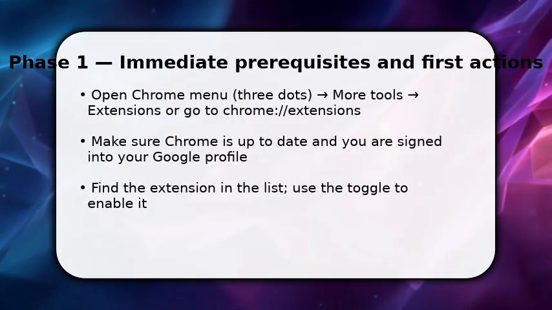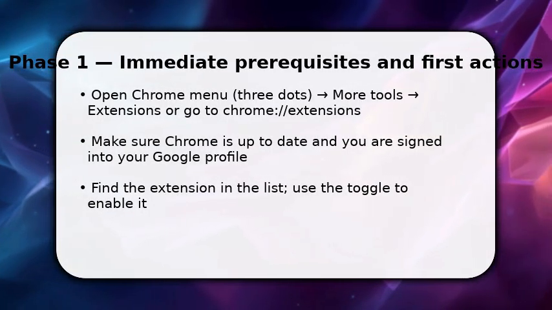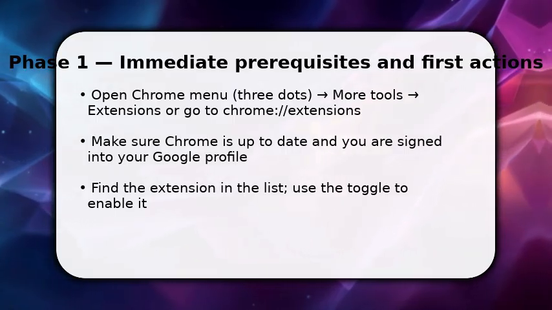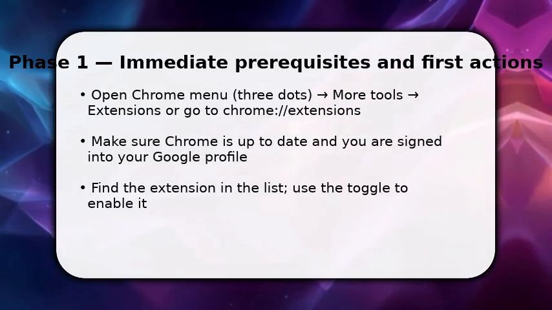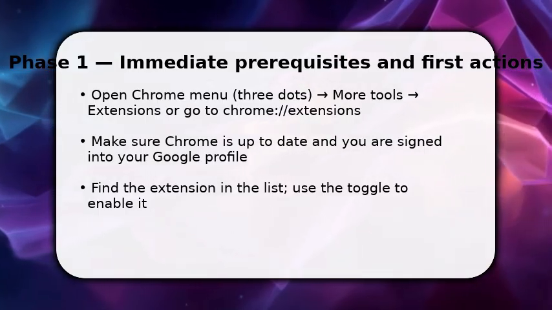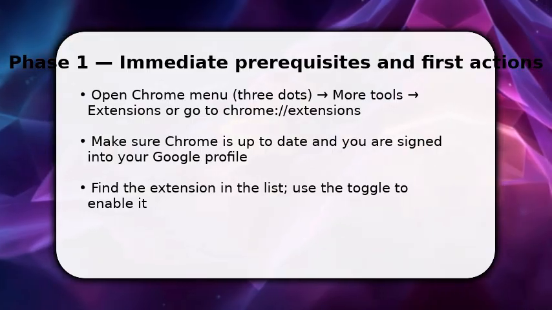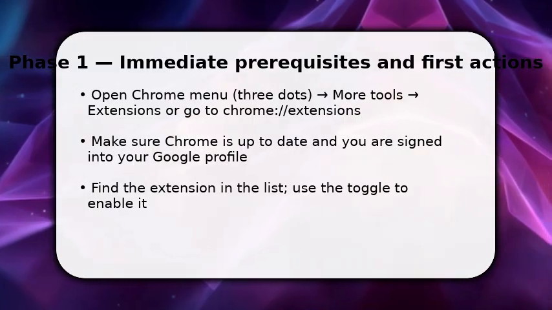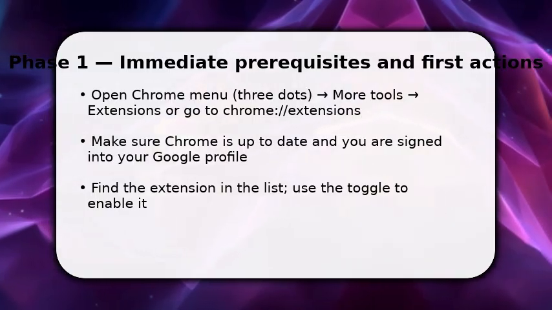You're starting now. Open Chrome and go straight to chrome://extensions, or use the three-dot menu and choose More Tools, Extensions. Make sure you're signed into your Google account and Chrome is updated. This prevents compatibility issues. In the Extensions list, locate the item you want and flip its toggle to enable it so it can run. Once done, note any permission prompts.